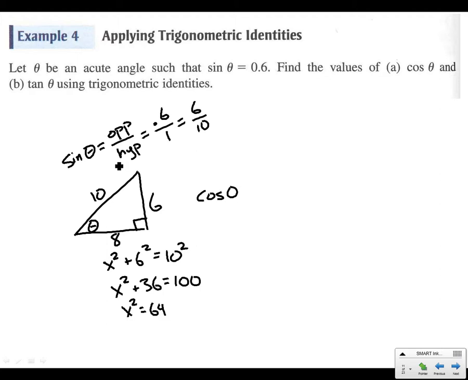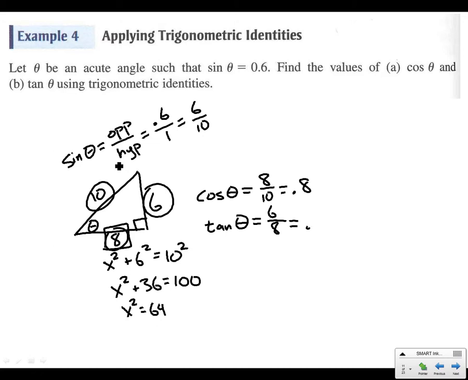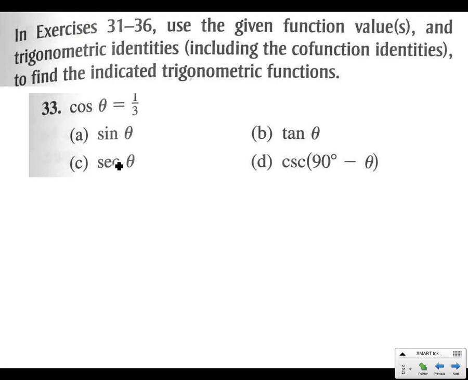Cosine is adjacent over hypotenuse, so 8 over 10, which is 0.8. Tangent is opposite over adjacent, which is 3/4, which is 0.75. All right, so in these problems, if they give you a trig identity, draw a triangle, see if you can fill in all three sides. That's your job here for 33. Okay?